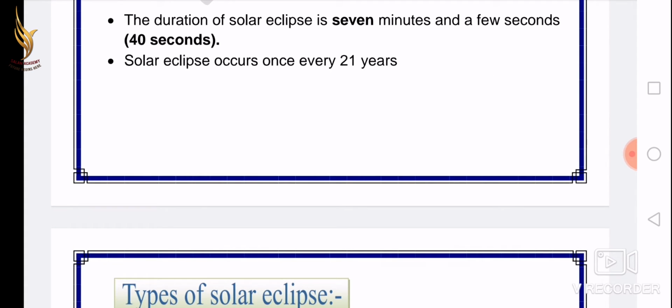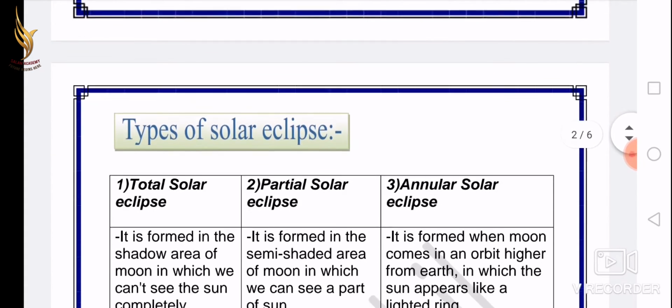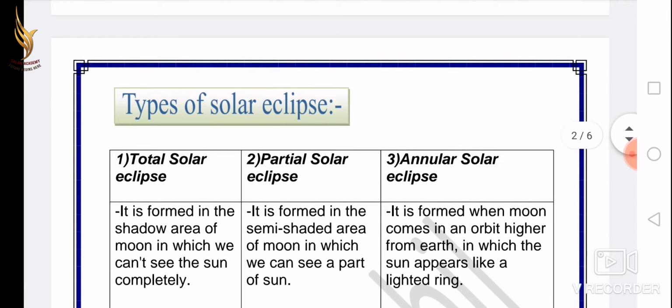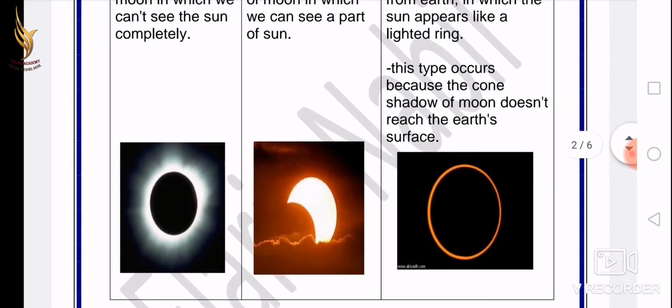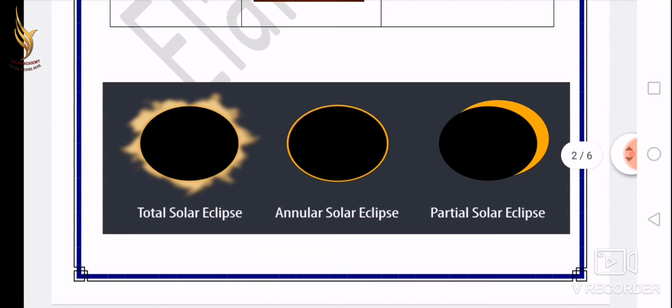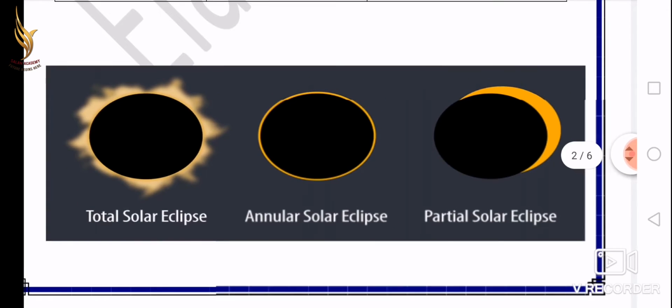Then we talk about types of solar eclipse. There are 3 types of solar eclipse shown in this figure. Look carefully. There are three types of solar eclipse.